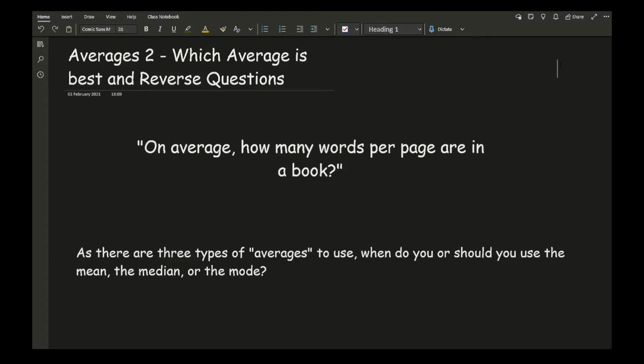Now, as there are three types of averages to use, when do you or should you use the mean, the median, or the mode? And that's what we're going to discuss in this video.